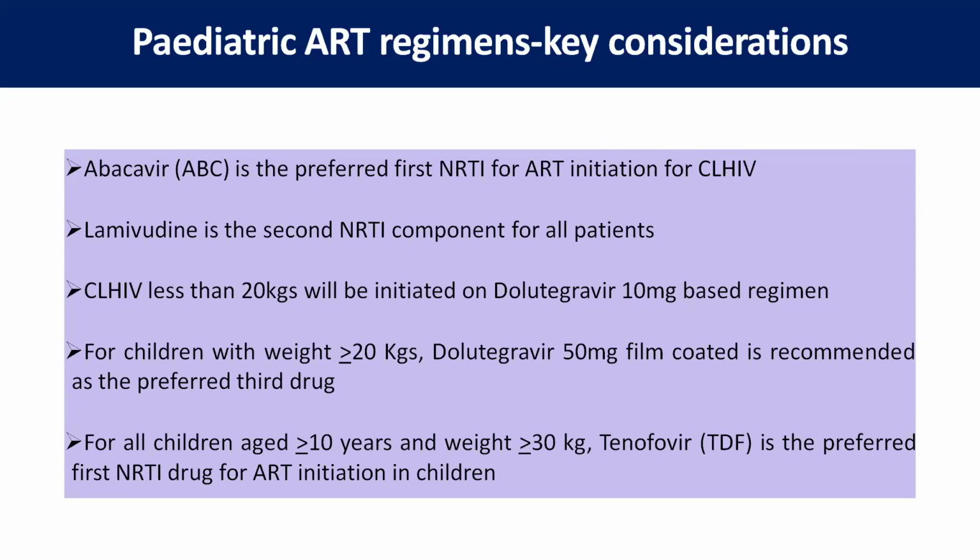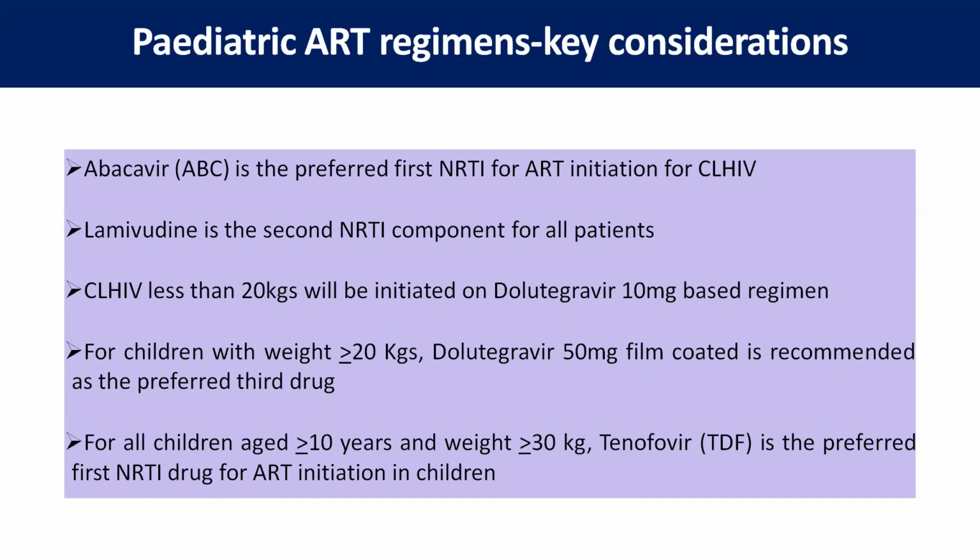So what are the key considerations of pediatric care? We'll start if the child is below 30 kg, less than 10 years. Abacavir is the preferred first line NRTI for ART initiation for children. Lamivudine must be the second NRTI component for all patients. Less than 20 kg, dolutegravir 10 milligram based regime dena hai. And if more than 20 kg, 50 milligram. And mind it, 10 milligram is the dispersible. Dolutegravir 50 milligram is a film coated tablet, so it should be swallowed as a whole tablet. It is recommended as the preferred third drug.